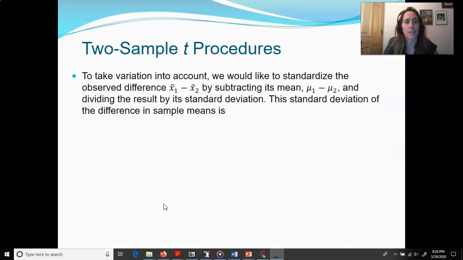So moving on: two-sample t procedures. To take variation into account, we'd love to standardize the observed difference, x1 bar minus x2 bar, by subtracting its mean, mu1 minus mu2, and dividing the result by the standard deviation. The standard deviation of the difference in the sample means is this lovely formula here.